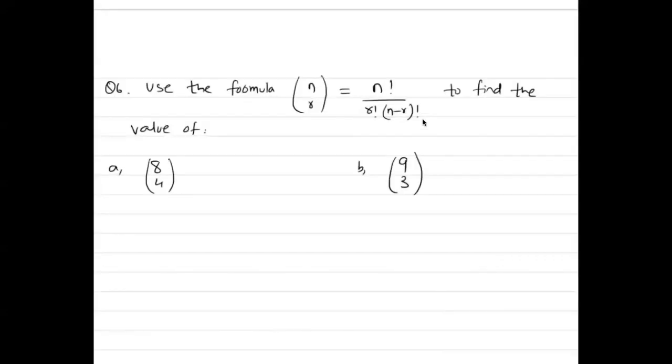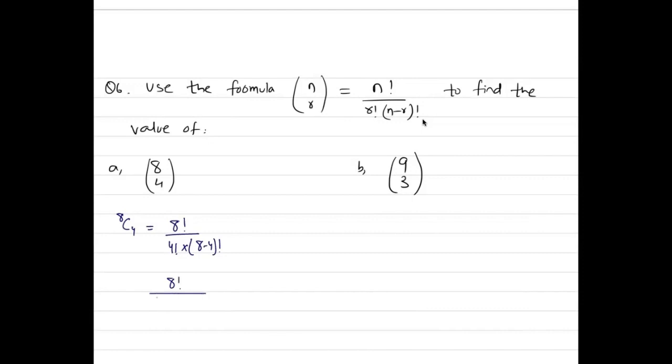Okay, so using the formula n factorial over r factorial times (n minus r) factorial to find the value of 8C4. Now, these are not the type of questions that are being asked in the exam, but you should know how to calculate using the formula. So if this is just a skill check or practice question, 8C4 is equal to 8 factorial divided by 4 factorial times (8 minus 4) factorial.